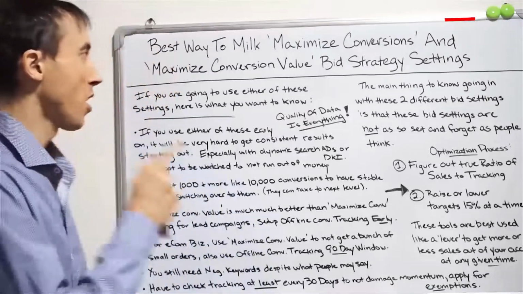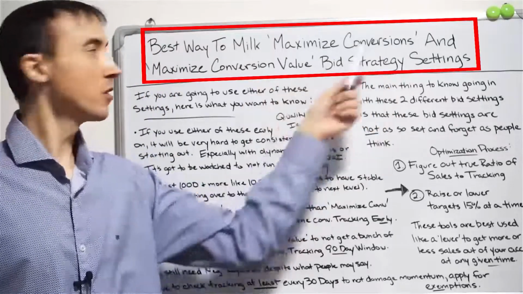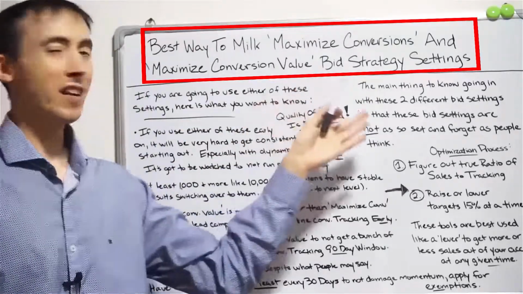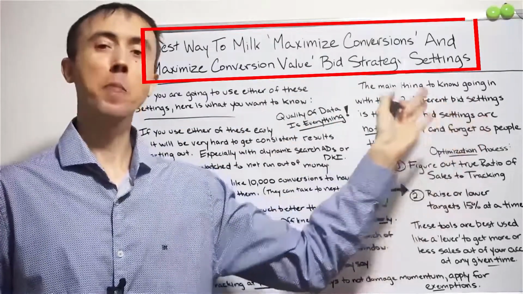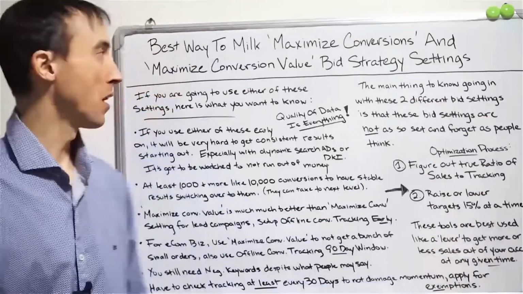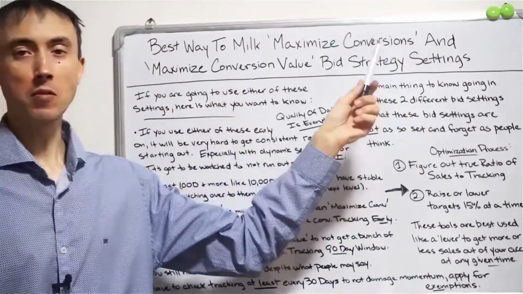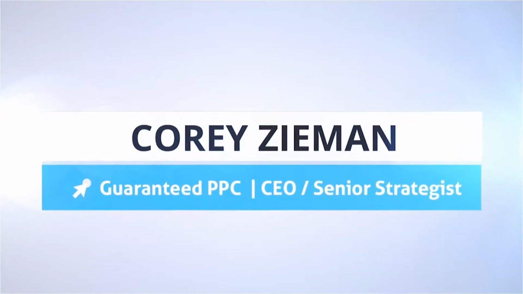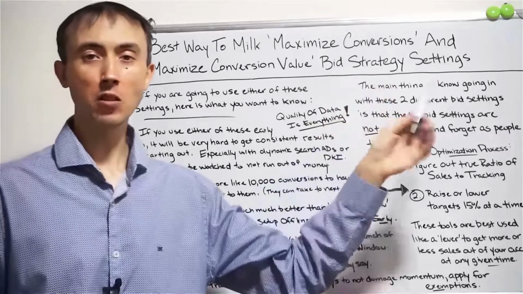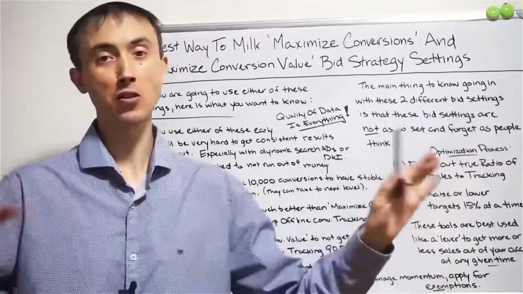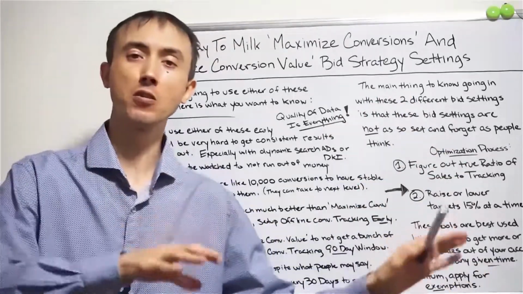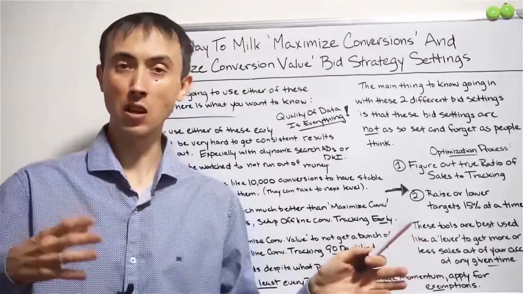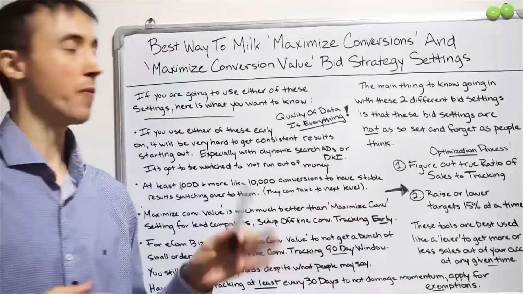Okay, today's video we're talking about maximize conversions and the maximize conversion value bid strategy settings in Google Ads. How to best milk each one of these bid strategy settings for all that they're worth, or as much as you can get out of them, if you're considering using them right now or have been using them and are just skeptical, or just looking for a bit more advice.